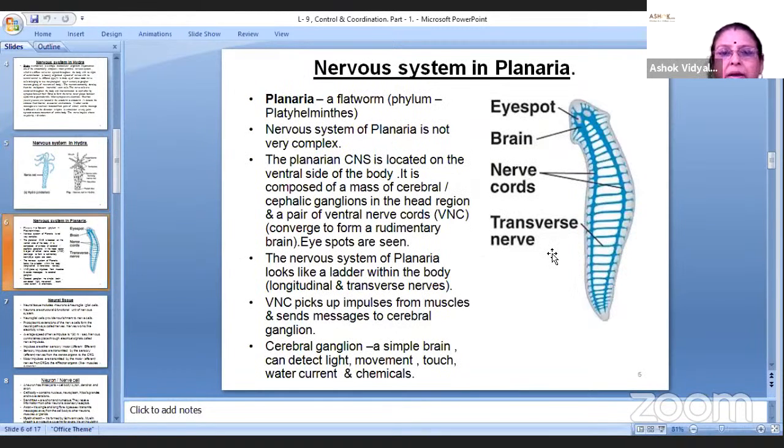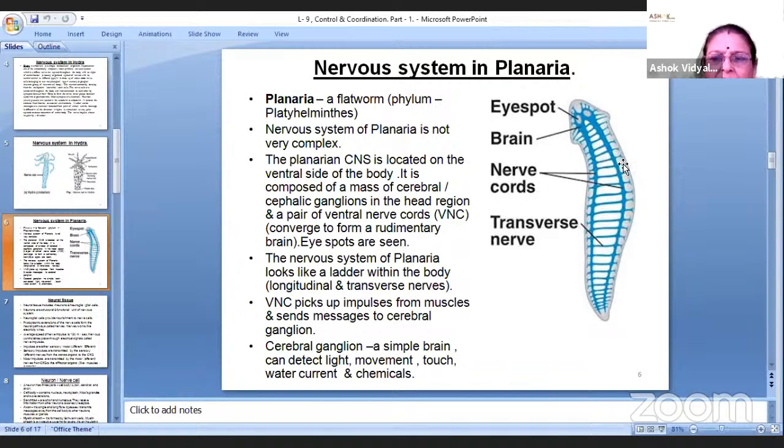Next you see the nervous system in planaria. Planaria is a flatworm and it belongs to the phylum Platyhelminthes. You can see the diagram over here. The nervous system of planaria is not very complex. It's very simple, students. It has a nerve cord, the ventral nerve cord. You can see in the diagram this elongated structure. It is ventral in position, so ventral nerve cord. These two merge together at the anterior part, and this is then known as the brain. This forms the brain part.